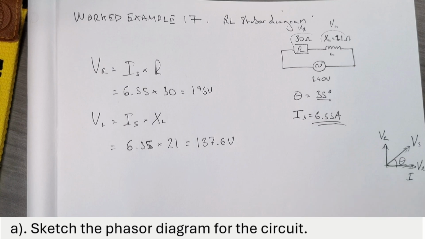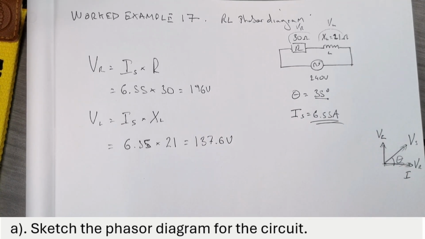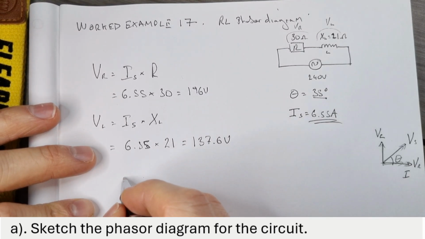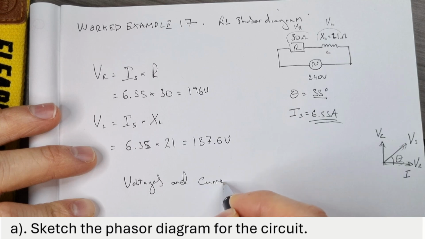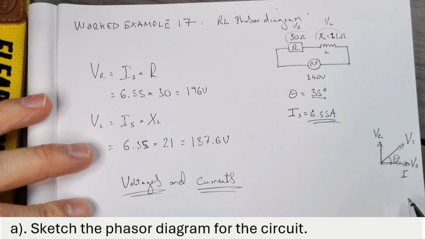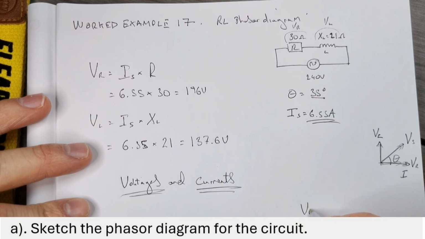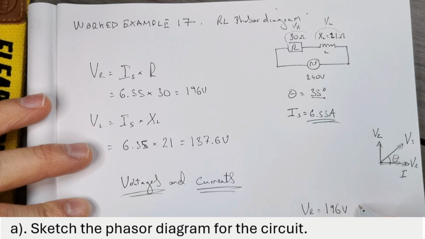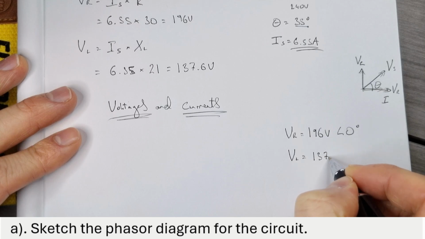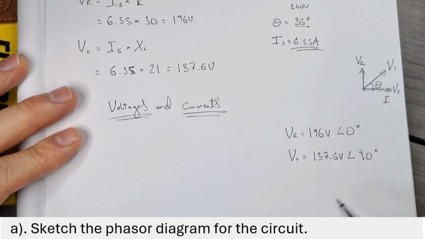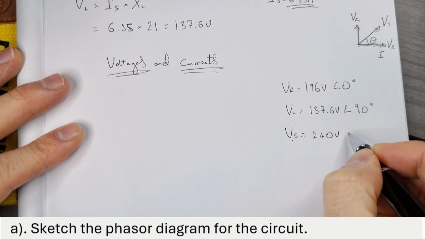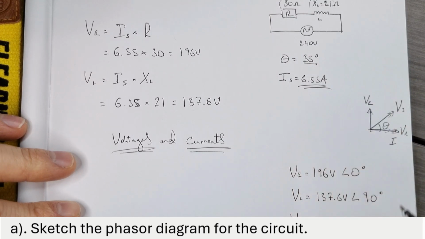With those two voltages now, I have all the information I need to start sketching the phasor diagram. As a reminder, phasor diagrams should only ever have voltages and currents. Those are the only values that should be on there. What I'm going to do now is draw out the four phasors that I will be sketching onto the phasor diagram. VR is 196 volts at an angle of 0 degrees. VL is going to be 137.6 volts at an angle of 90 degrees. VS, my supply voltage, is going to be the 240 volts at an angle of the theta that we're given in the question, 35 degrees.